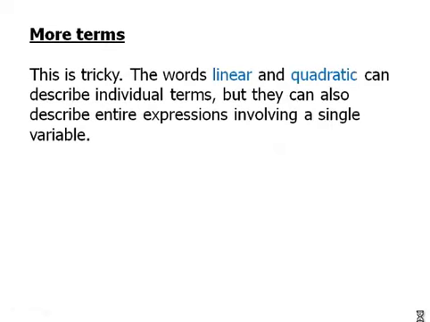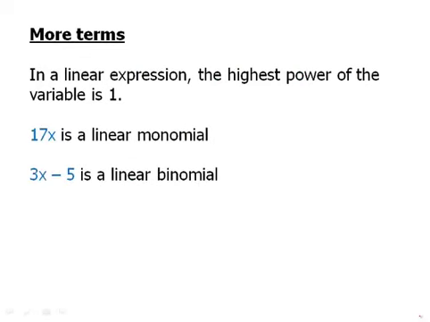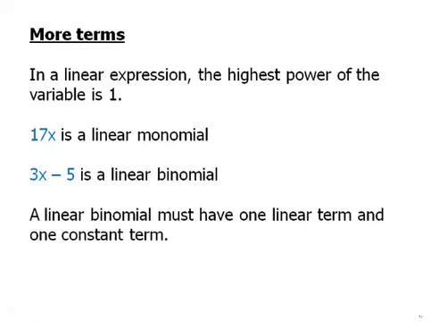Now we'll make a distinction, and this is a little tricky. The words linear and quadratic can describe individual terms, but they can also describe the entire expression involving a single variable. In a linear expression, the highest power of the variable is 1. So 17x is a linear monomial, 3x minus 5 is a linear binomial. So one of them is a one-term thing, the other is a two-term thing. And notice we don't have many options here. A linear binomial must have one linear term and one constant term. As long as we're dealing with only one variable, those are the only two options for the two terms.